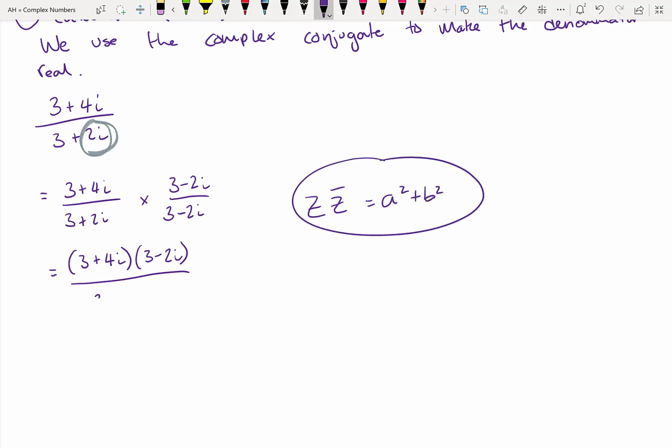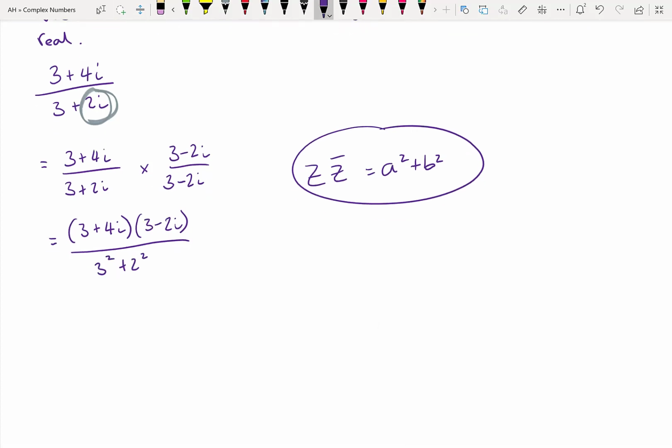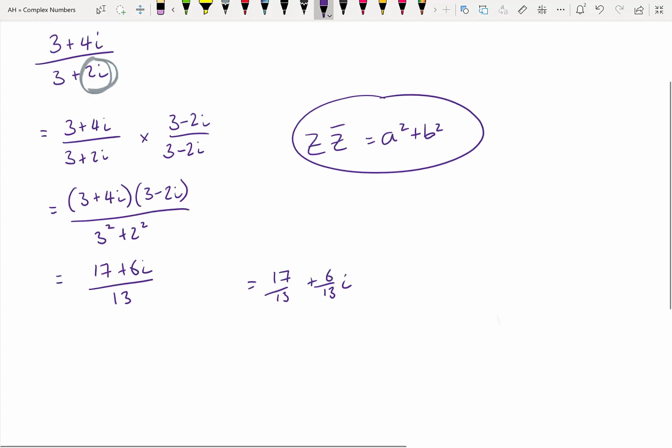And so what I can do is jump straight in and say whatever's in the bottom is going to be 3 squared plus 2 squared. Multiplying out my top bit and tidying it up, I'm going to get 17 plus 6i all over 3 squared is 9 plus 2 squared is 4, and that gives me 13. Okay, and from that we can start to tidy up. That is enough to hammer our point home. Instead, if we really wanted to nail it down, we could have it as 17 over 13 plus 6 over 13i. We're just trying to get used to the fact that we can split the fraction up into each of the parts.